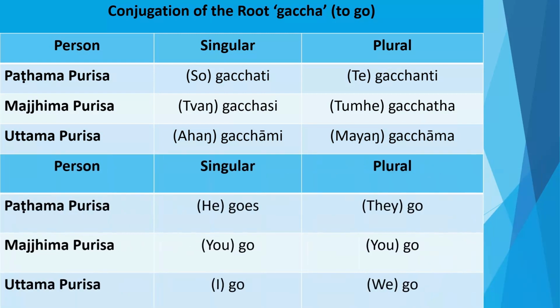This table shows the English meaning of the above conjugation. Pathama Purisa, he goes, singular form. Plural form, they go. Majjhima Purisa, singular form, you go. Plural form, you go. Uttama Purisa, singular form, I go. Plural form, we go.